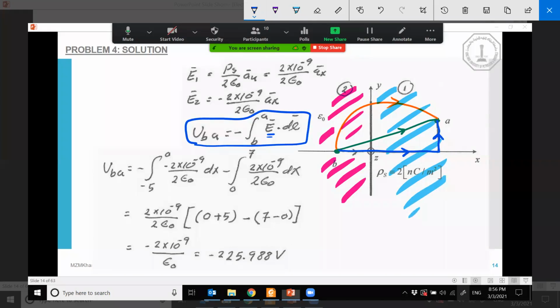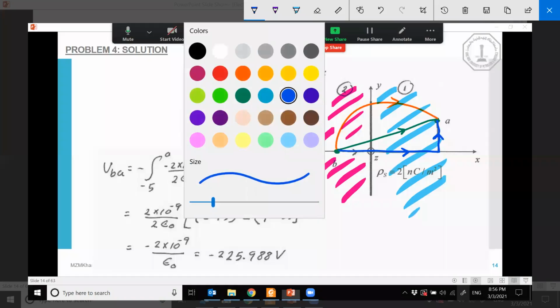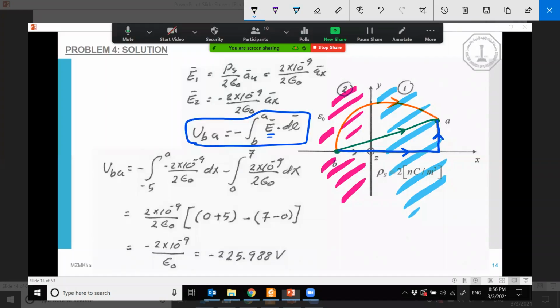We know it very well because you have an infinite sheet, and this infinite sheet is responsible for this electric field. But on either side of the sheet, the electric field will be different. The magnitude will be the same, but the direction will be different. That's why I'm dividing this problem into 2 parts: 1 is this region, 2 is this region.